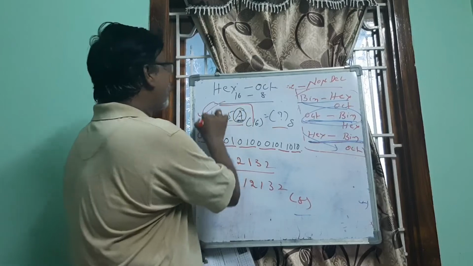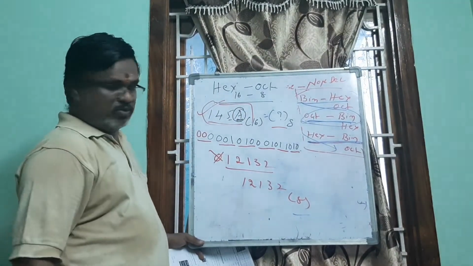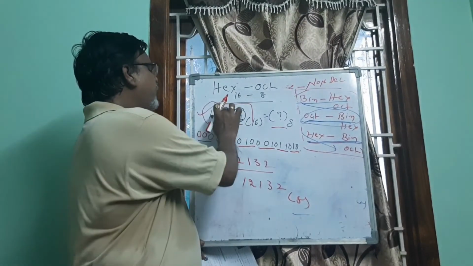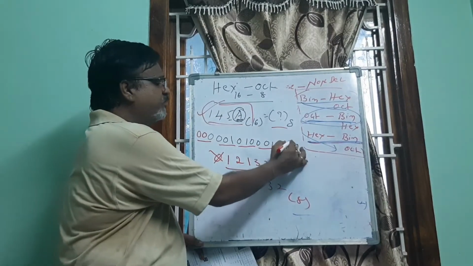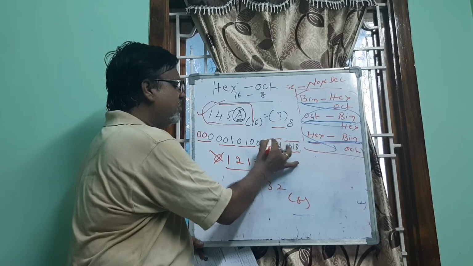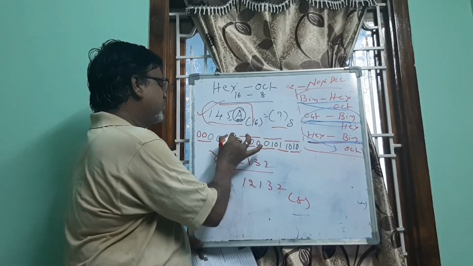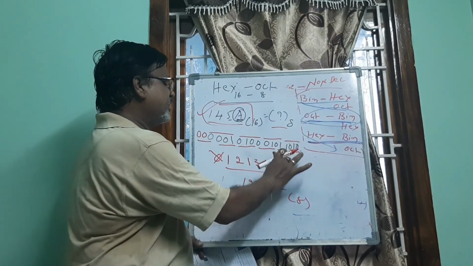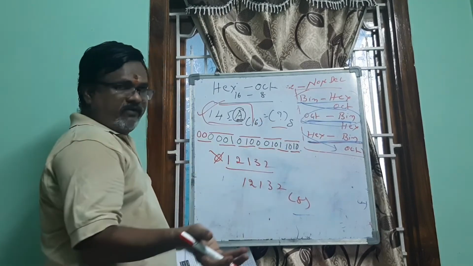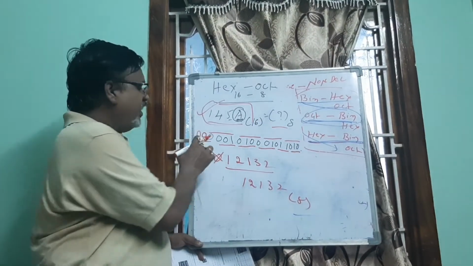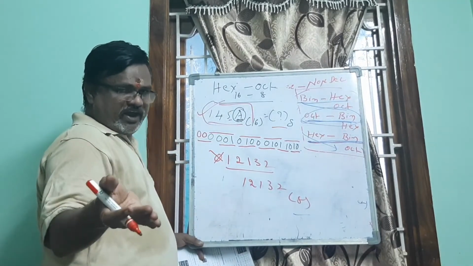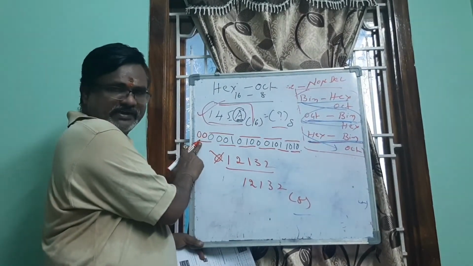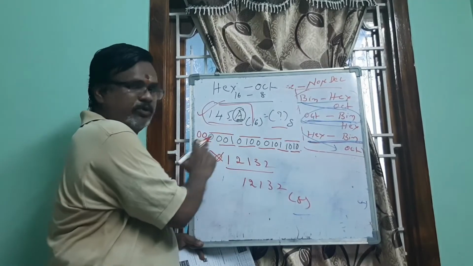So 145A base 16 is equal to 12132 base 8. See here, first we converted this hexadecimal to equivalent binary values by using 4 bits, 4 bits, 4 bits, 4 bits. So total it is 16 bits. So if you want to convert that into groups of 3, the total should be a multiple of 3. So that's why we added 2 more bits extra by converting it to 18 positions.